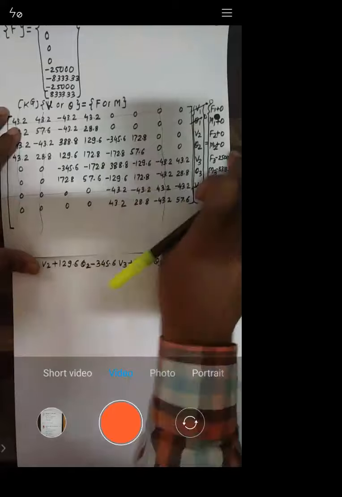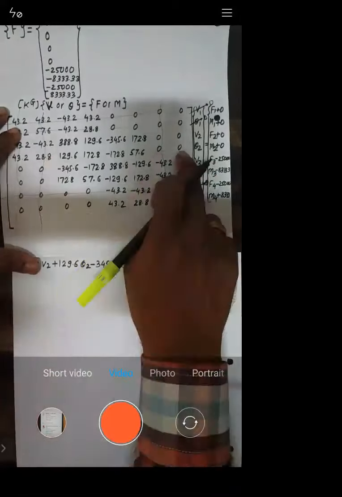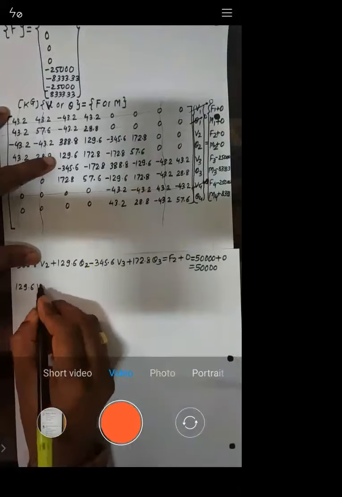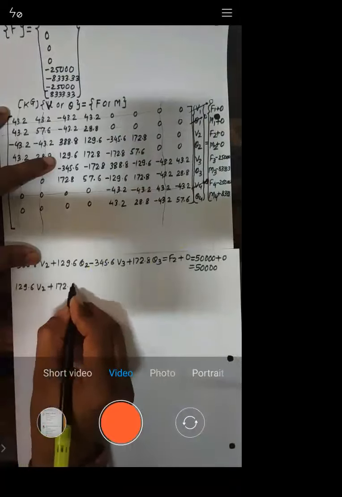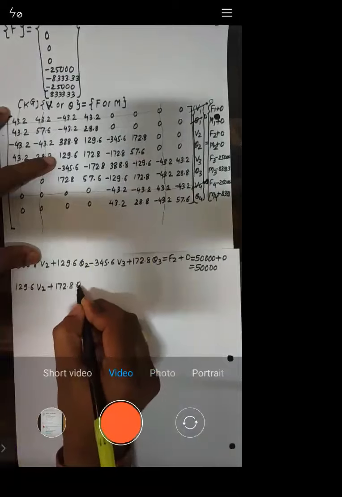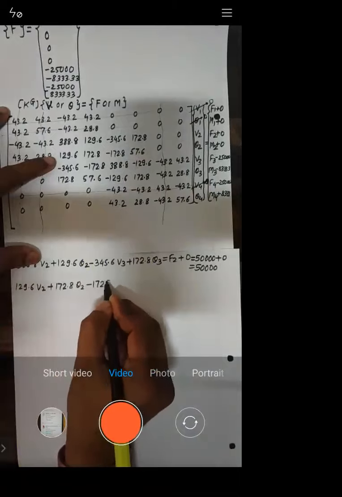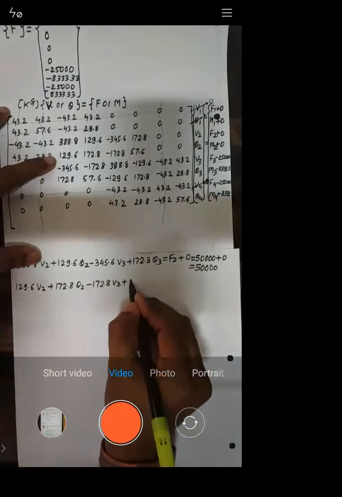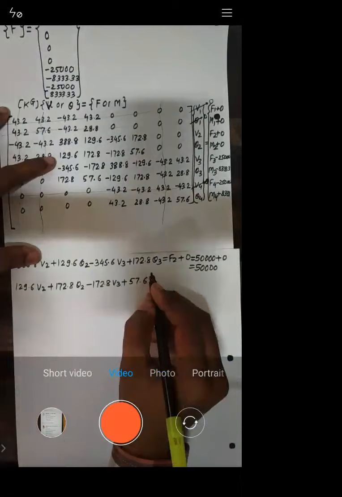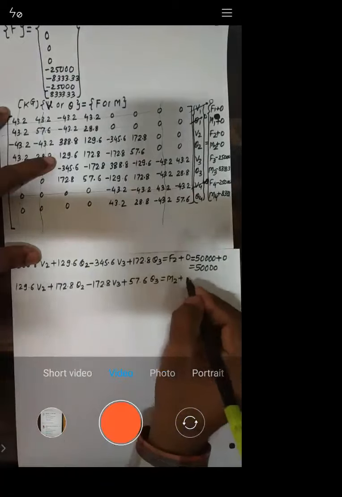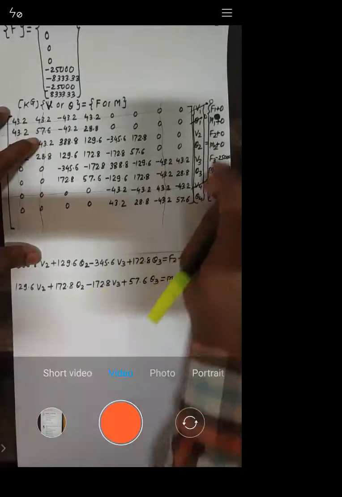Similarly, you will get one equation by the fourth row and this column. That is 129.6 into V2 plus 172.8 into theta 2 minus 172.8 into V3 plus 57.6 into theta 3 is equal to M2 plus 0, right? So this into this is equal to M2 plus 0.